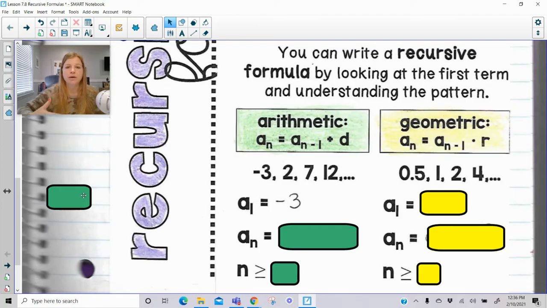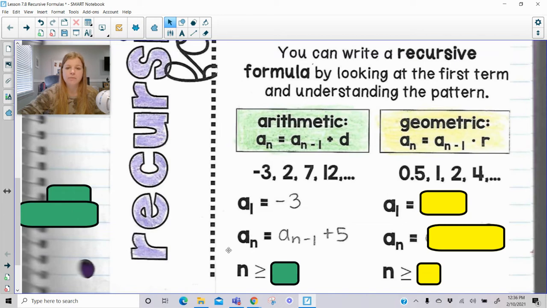Then you would tell the reader how you get to the next term in the sequence. So to go from -3 to 2, we see we're adding by 5. So to get the next term in the sequence, or the nth term in the sequence, you would have to take whatever the previous term is, a sub n minus 1, and then add 5 to it. So if I wanted to find the second term, that would mean I'd have to take the previous term and add 5. If I want to find the third term, I would have to take the second term and add 5, and so on. And n is always going to be greater than or equal to 2. So spoiler alert, you're always going to get that part right.